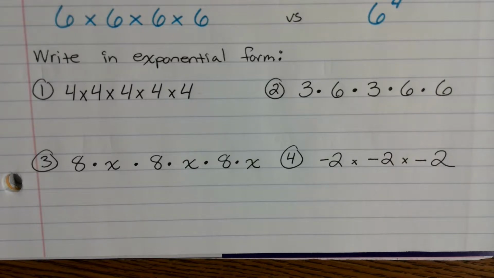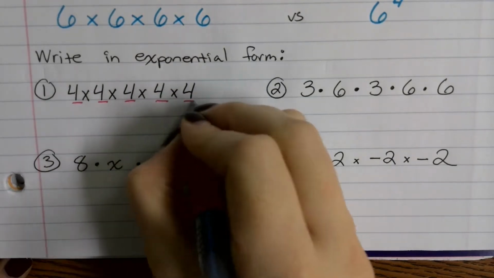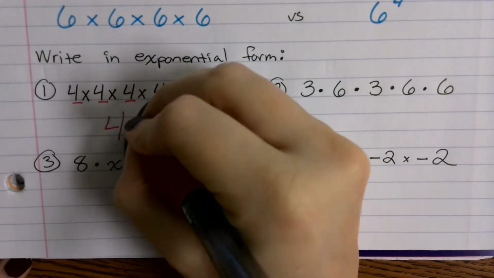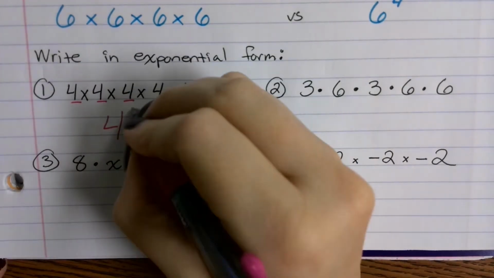All right, who can tell me how do we write number 1 in exponential form? Nathaniel? Yeah, 4 to the 5th power. So just 4 to the 5th power. We have the 4 being repeated 5 separate times. So 4 is your base and the exponent is 5. So 4 to the 5th power would be the final answer for that one.